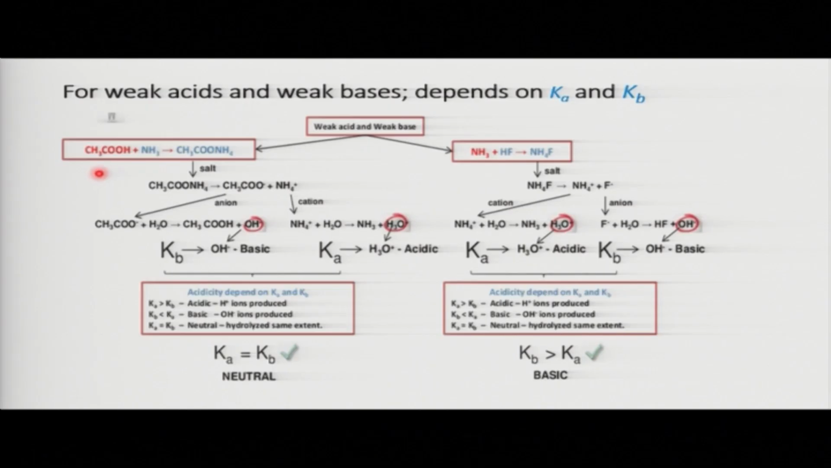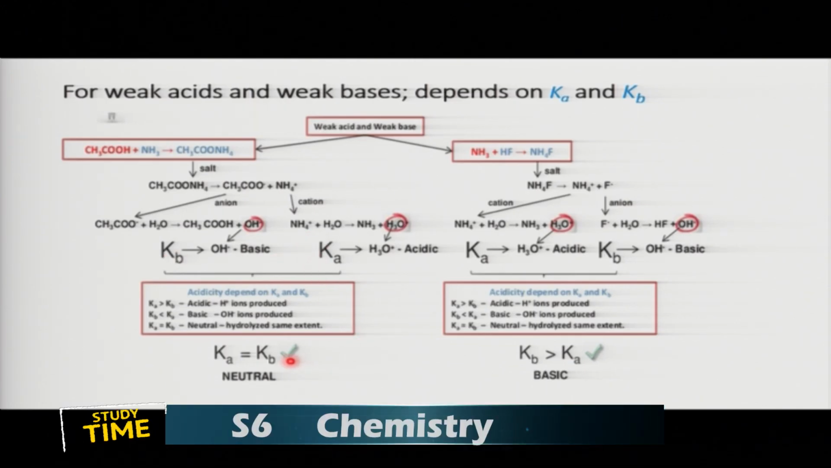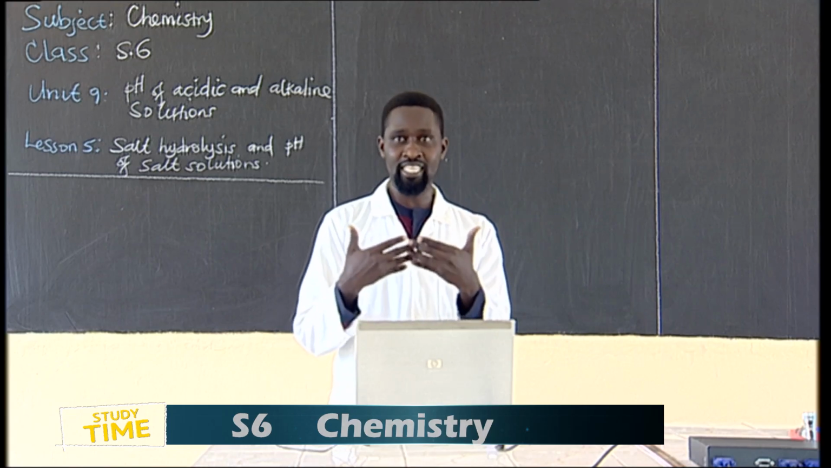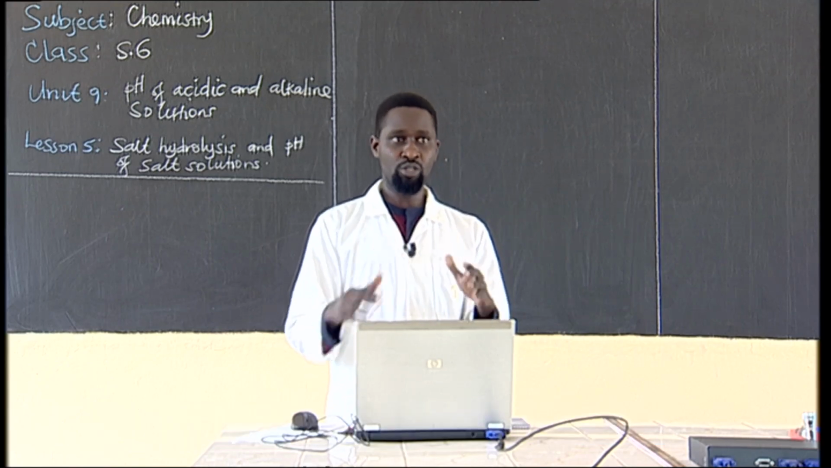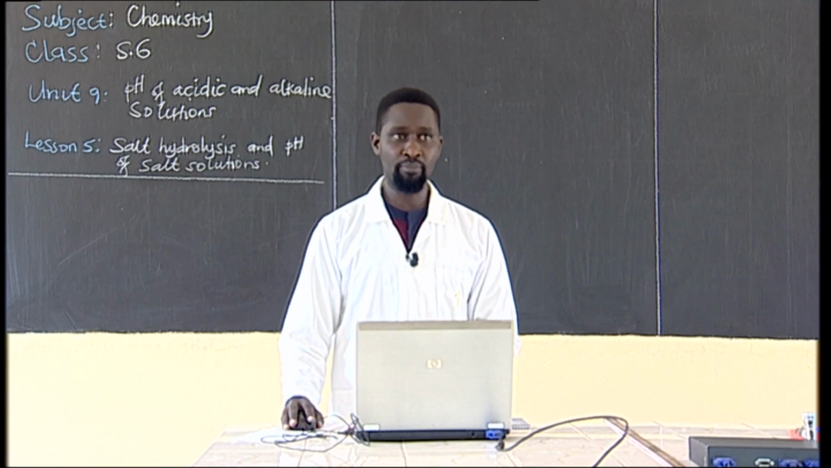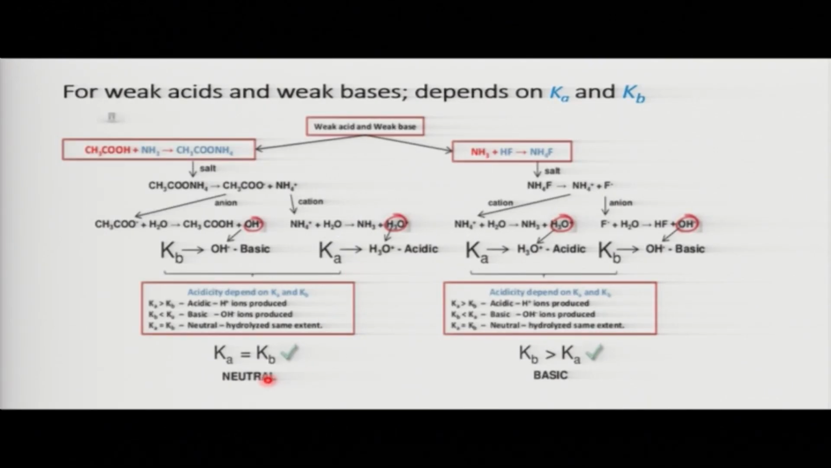For instance, ammonium ethanoate has a neutral solution because the Kb of the ethanoate ion is equal in magnitude to the Ka of the ammonium ion. The Kb and Ka are equal in magnitude, so they are equally ionizing in this case. The amount of OH is equal to the amount of hydronium ions set free, making the solution neutral.